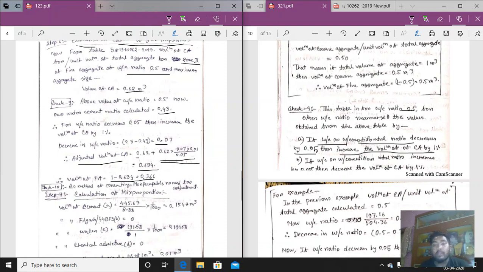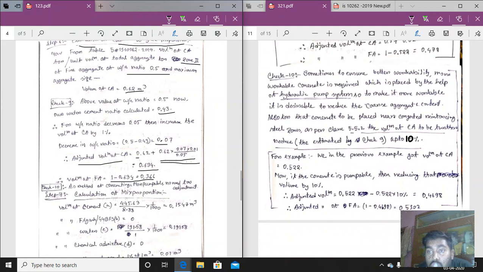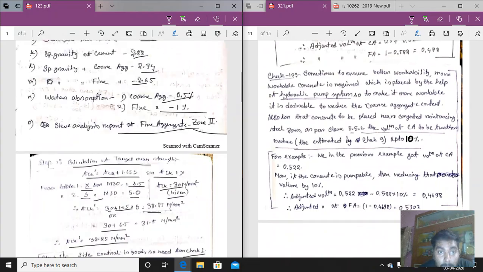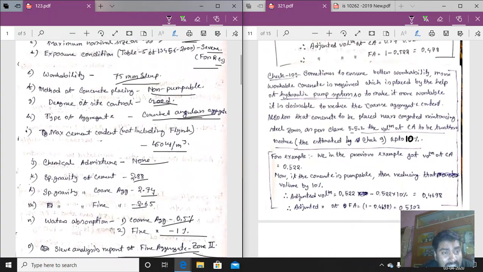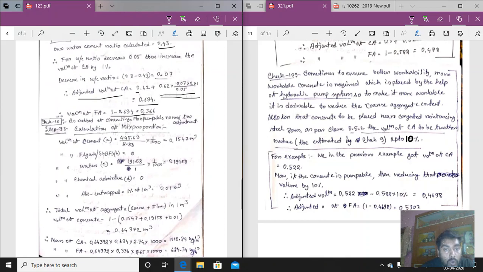Now coming to check number 10, the last check to be applied. Sometimes, to ensure better workability, a hydraulic pump system is used, that is pumpable concrete. Now let us check if our concrete is pumpable or not. It has been said that the method of concrete placing is non-pumpable, so there is no need for check number 10, no need for any adjustment. So check number 10 can also be neglected.